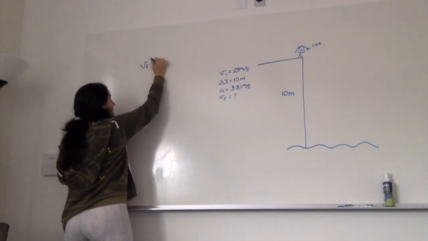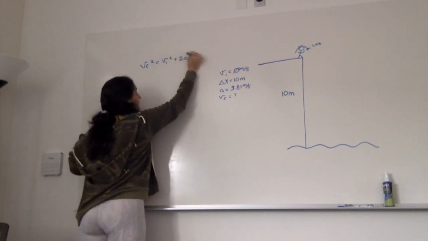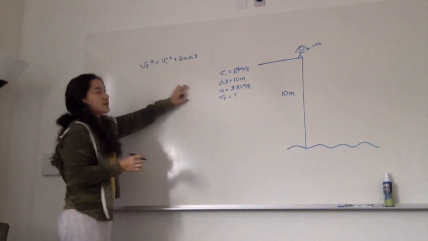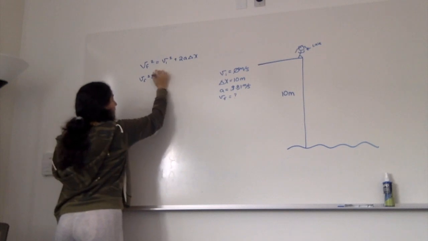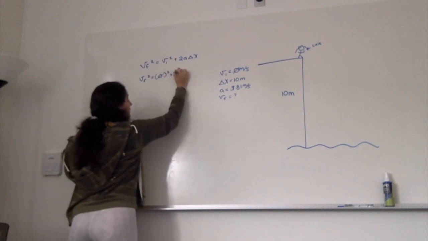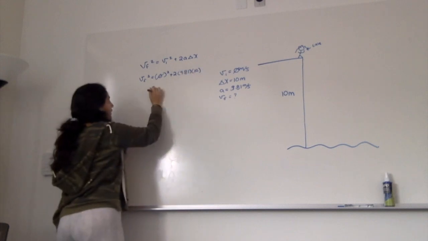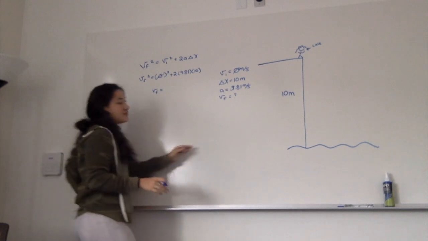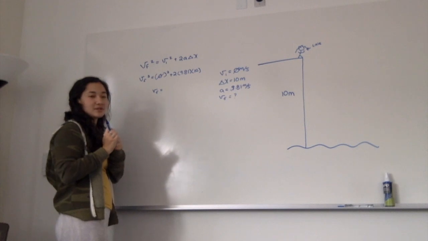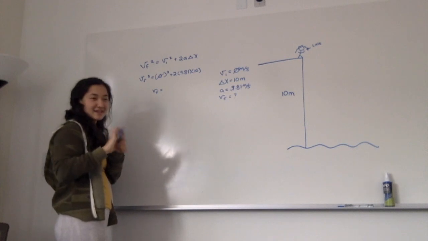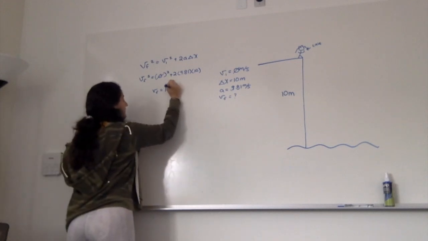vf squared equals vi squared plus 2 times the acceleration times the displacement. So using that equation, we're just going to start filling in our knowns. vf squared is equal to 0 squared plus 2 times 9.81 times 10. And after solving all that out, you're going to get Liesl's final velocity at the moment right before she hits the water is 14.0 meters per second.